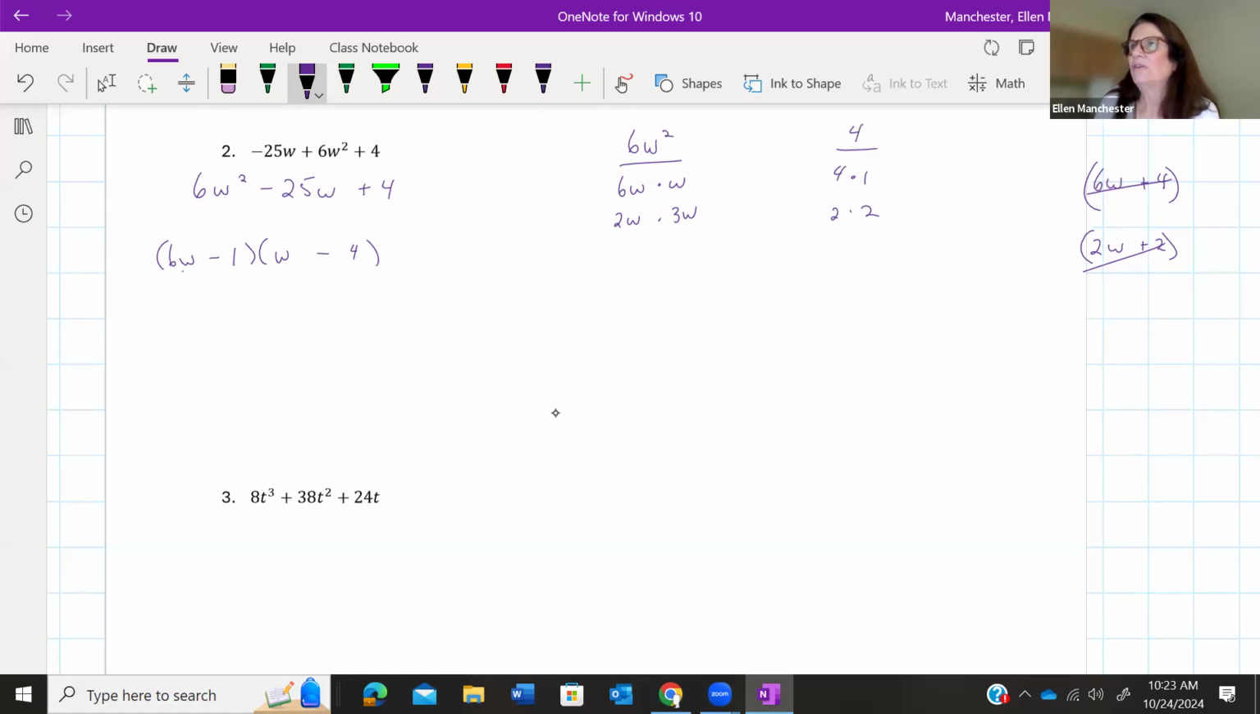So watch. 6 times w is 6w squared. 6 times negative 4 is a negative 24w. Negative 1 times w is negative 1w. And negative 1 times negative 4 is a plus 4. So do you see how I got my negative 25w?